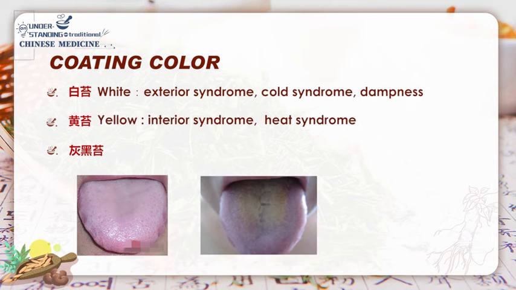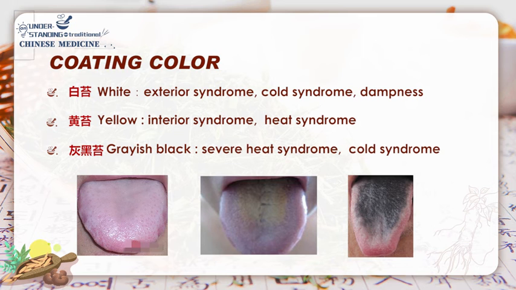The yellow coating can be light yellow, deep yellow, and scorched yellow, which indicates a heat or interior syndrome. The different yellows refer to different levels of heat. The last one, grayish black coating, includes gray, grayish black, and black. That indicates severe heat or cold syndrome. The difference is whether the surface of the tongue coating is moist or dry.